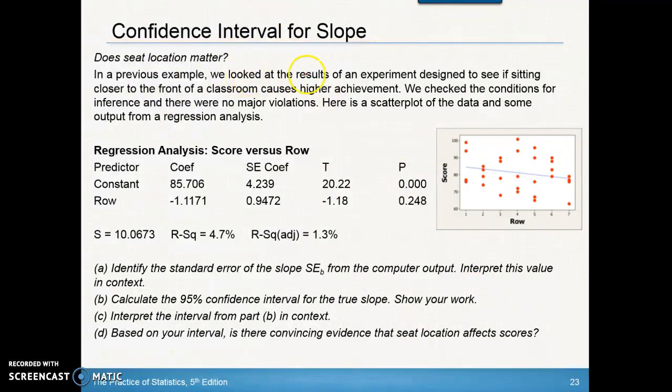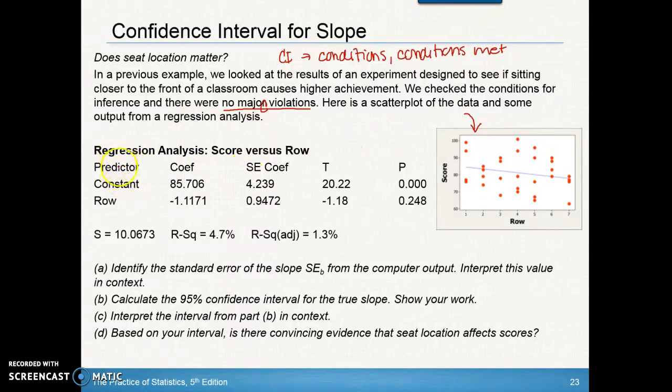In the previous example, we looked at the results of an experiment designed to see if sitting closer to the front of the classroom causes higher achievement. We looked at the conditions for inference and there were no major violations. So for a confidence interval, same thing. When you have a confidence interval, you still have to have your conditions. But notice how it says no major violations, so we can say that the conditions have been met. Here's a scatter plot for the data and some output from a regression analysis.